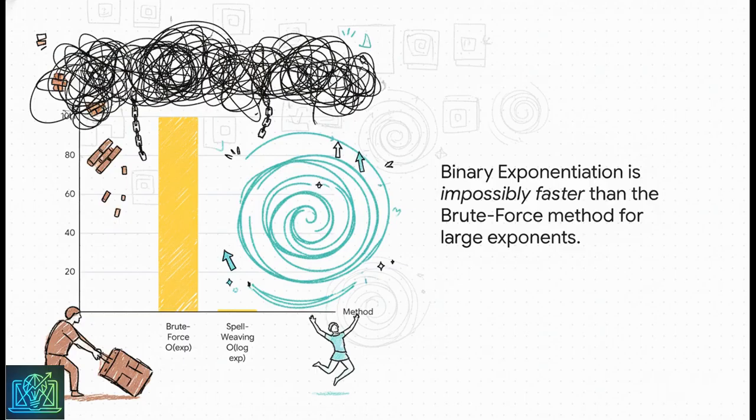Its time complexity is something programmers call O(log exponent). Now don't worry about the fancy name, just look at that difference. All it really means is that even if the exponent gets a million or a billion times bigger, the number of steps we need to do barely goes up. It grows so slowly. It's just insanely efficient.